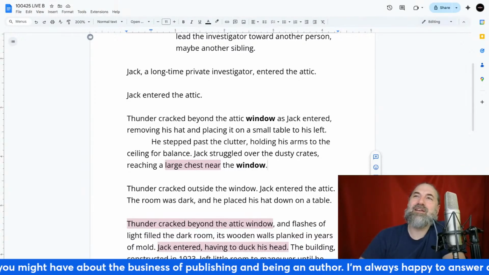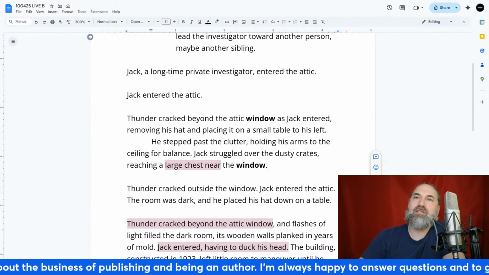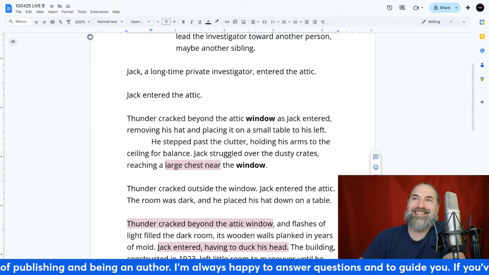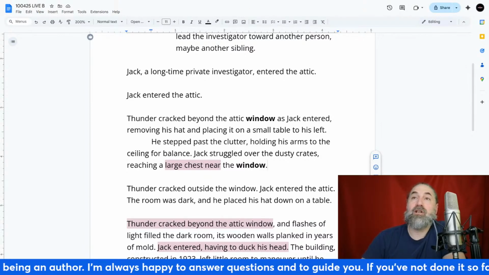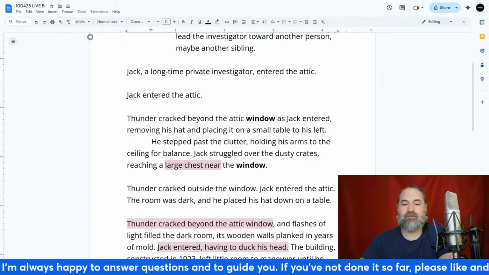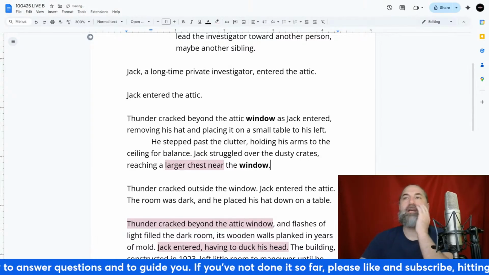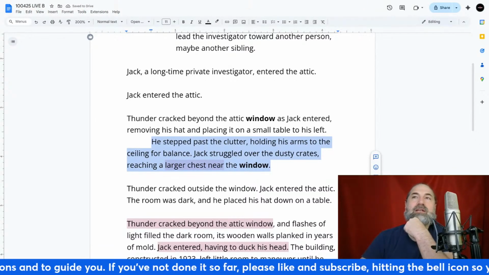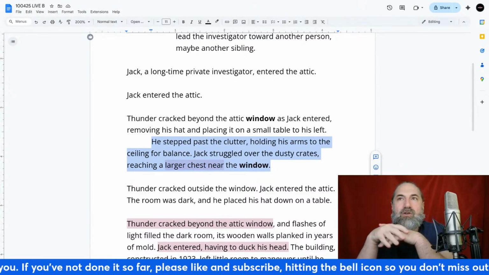All right. So he stepped past the clutter, holding his arms to the ceiling for balance. Jack struggled over the dusty crates, reaching a large chest. Large chest near the window. Now, the reason I wrote this as the example in this part is because it tells you a lot about who Jack is as a character.